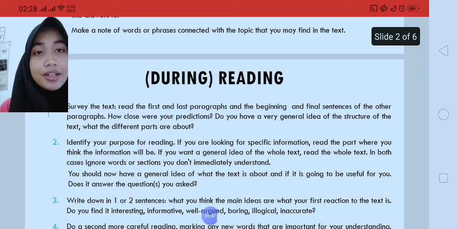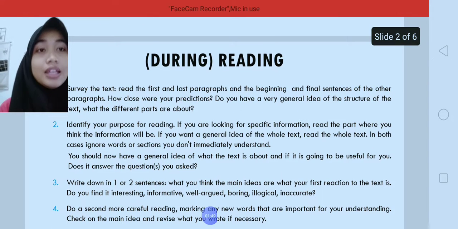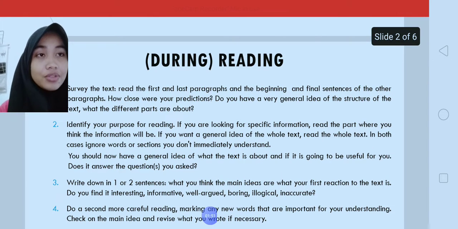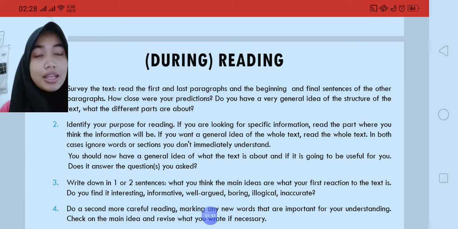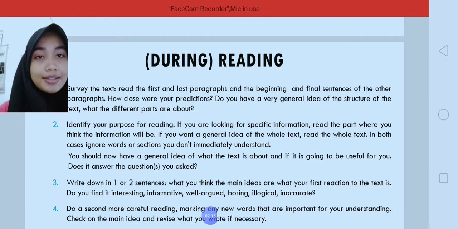Second, identify your purpose for reading. If you are looking for specific information, read the part where you think the information will be. If you want a general idea of the whole text, read the whole text. In both cases, ignore words or sections you don't immediately understand. You should have a general idea of what the text is about and whether it is going to be useful for you. Does it answer the questions you asked?